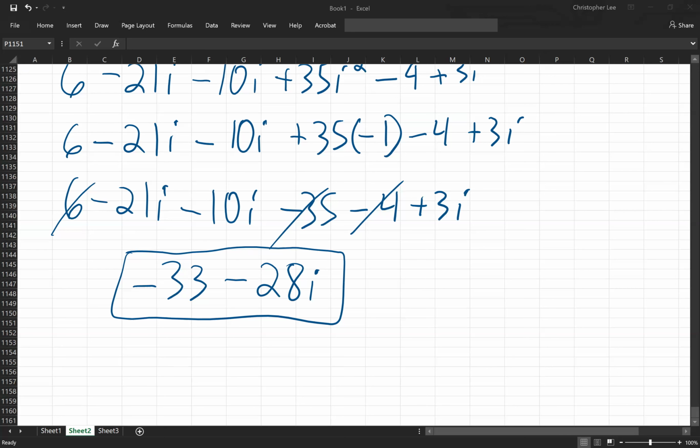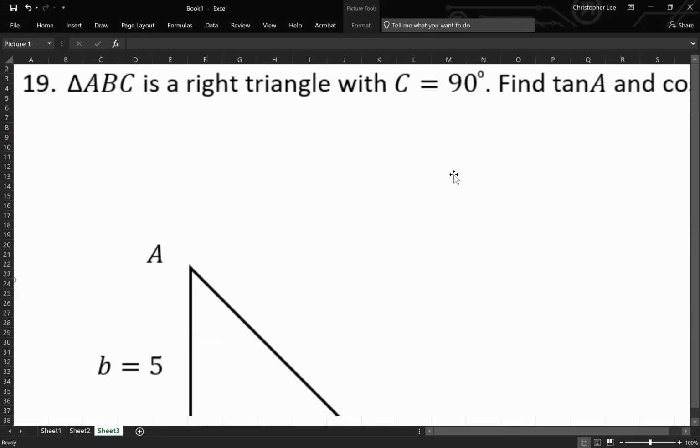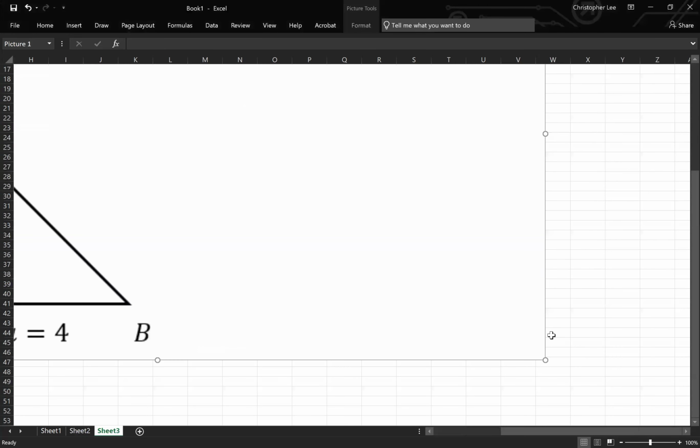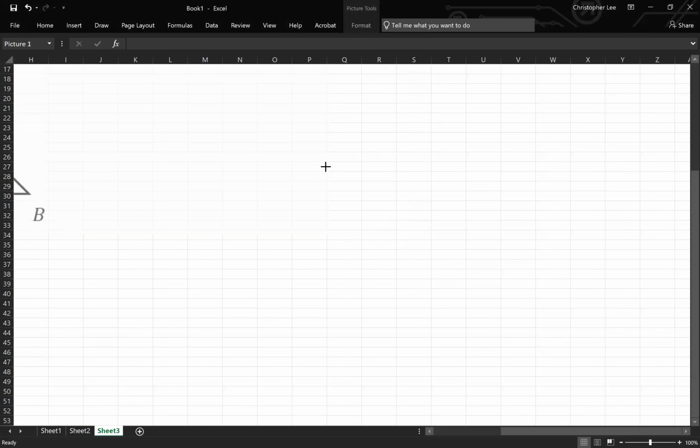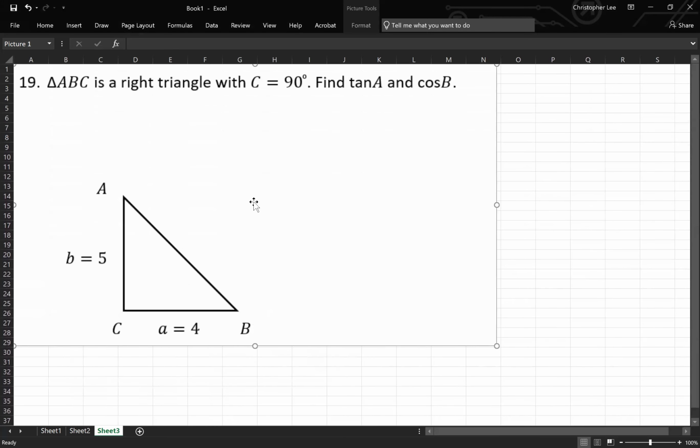All right, finally we got to the easiest question on the test. I'm gonna just use another sheet for this. Here we go. This is the easiest question. All you have to do is just write down the answer and circle it. So I have a right triangle here, ABC, where C, of course, is 90 degrees.